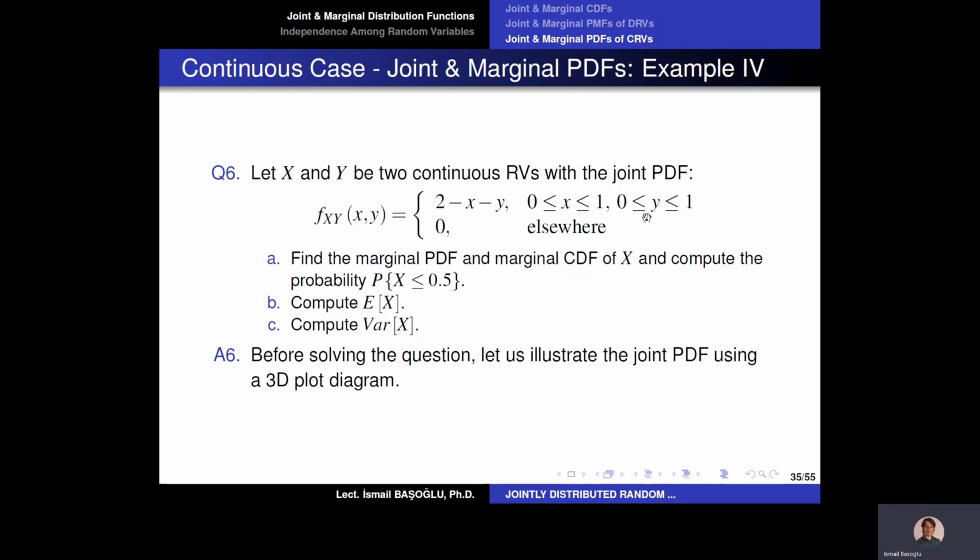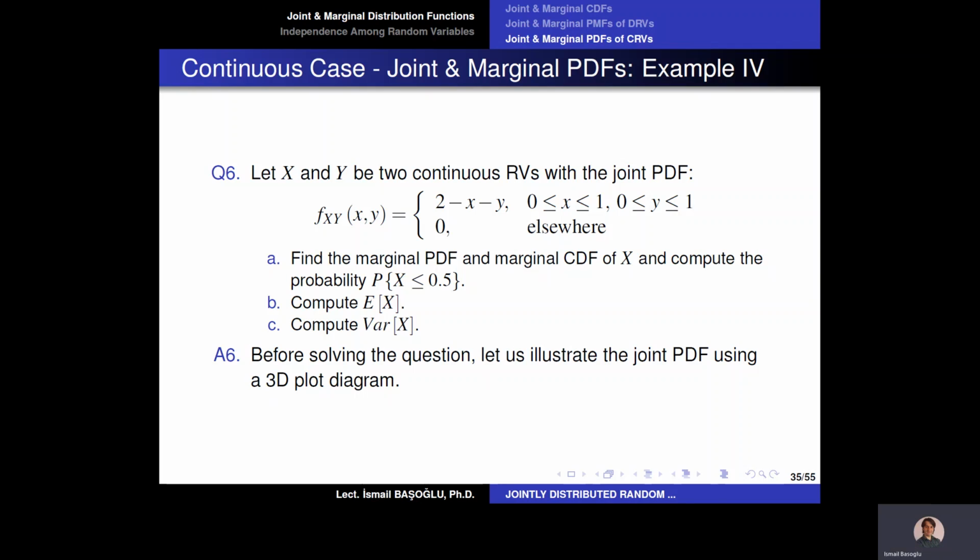So both random variables are defined in the unit intervals, and the probability density function is a linear function of the input variables x and y. So it is equal to 2 minus x minus y. And elsewhere, the PDF is 0, which means these random variables cannot take any other value outside the unit intervals.